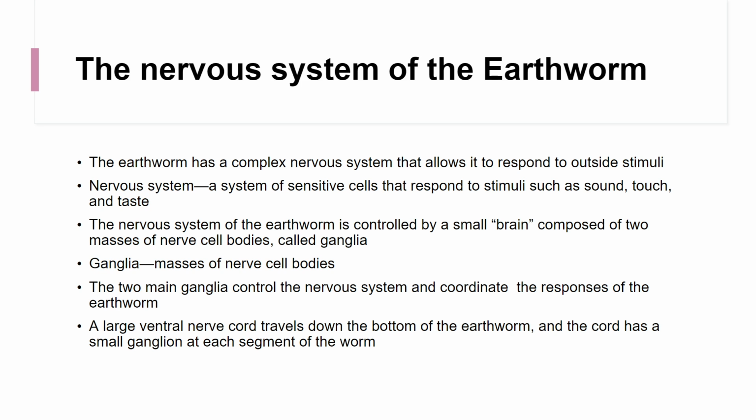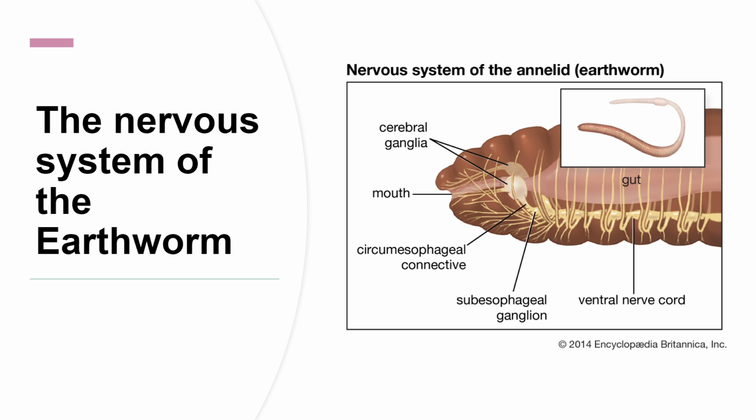And we can also look at the nervous system of an earthworm. For as small as they are, and as complex as they don't seem, they actually have a pretty complex nervous system that allows them to respond to outside stimuli. They can respond to sound, touch, and even taste. What we're considering their brain is actually a mass of nerve cell bodies called the ganglia. And the two main ganglia at the anterior portion of the worm help coordinate the responses of the earthworm. And there's also a large ventral nerve cord that travels down the bottom or the belly of the earthworm from the brain toward the tail. Here we can see a close look at the cerebral ganglia or brain and how the dorsal blood vessel does not have a counterpart to the ventral nerve cord like the ventral blood vessel does.